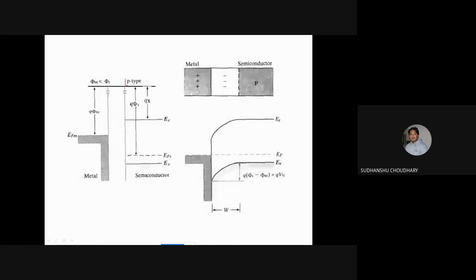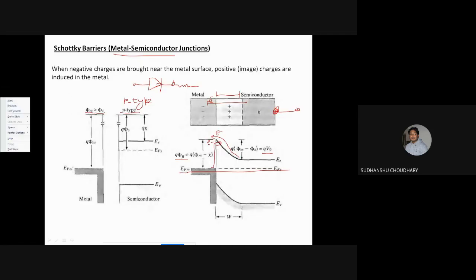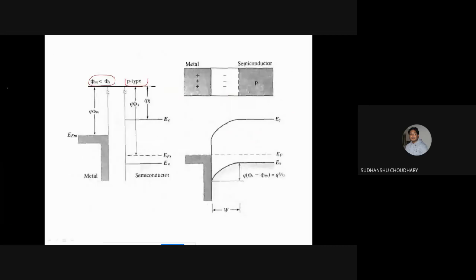This time I have a P-type semiconductor, and the work function of the metal is less than the work function of the semiconductor. For a Schottky barrier to result in this metal and P-type semiconductor, the work function of the metal should be less than the work function of the semiconductor. In the previous case, the work function of the metal was greater than that of the semiconductor when it was an N-type semiconductor. But for P-type semiconductor, the work function of the metal should be less than the work function of the semiconductor.